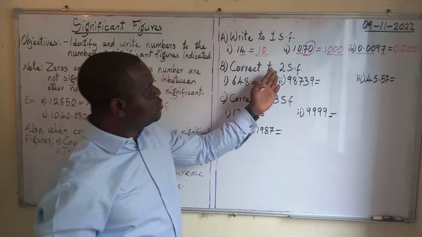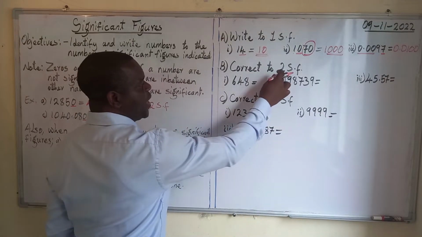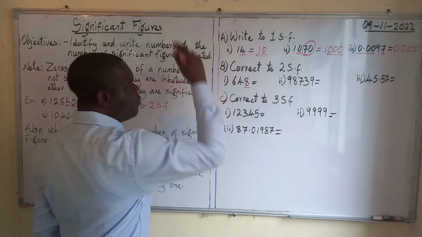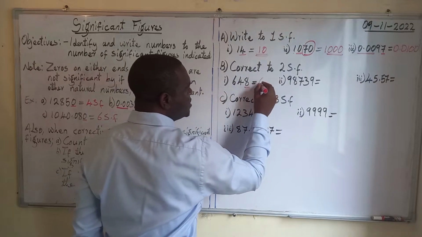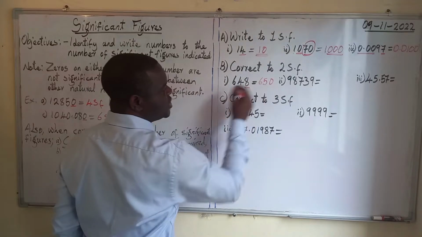Let's correct this to 2 significant figures. We are going to count one more than required. We'll count 3: 1, 2, 3. This is our concern. 8 is more than 5, so we are going to add 1 to 4, and our answer will be 6, 5, and this 8 becomes 0. Here we have 2 significant figures.